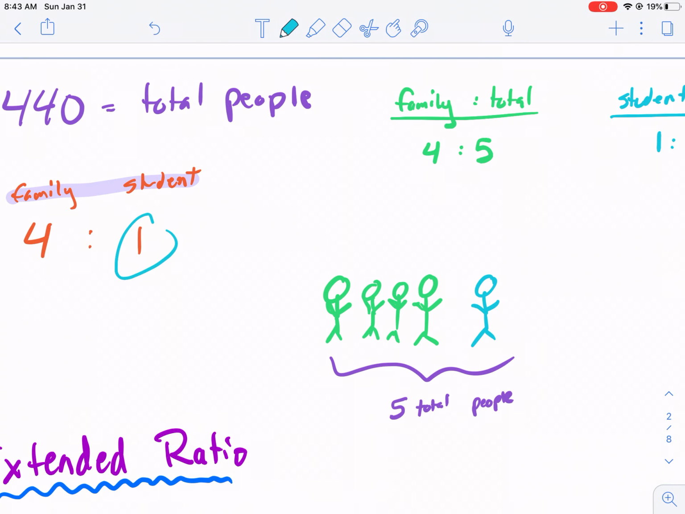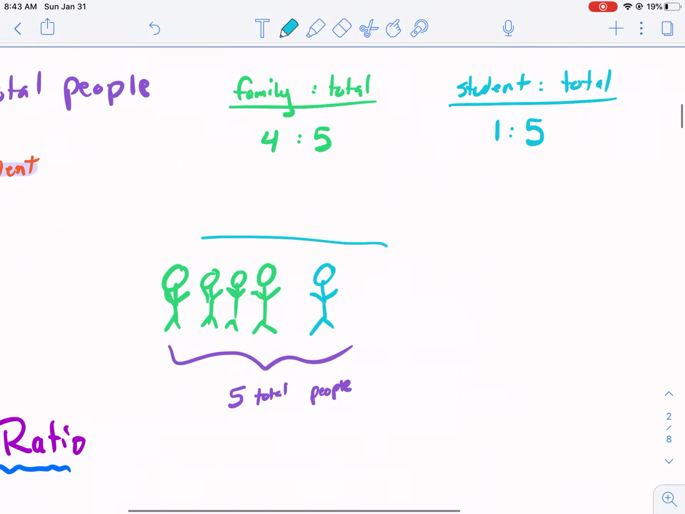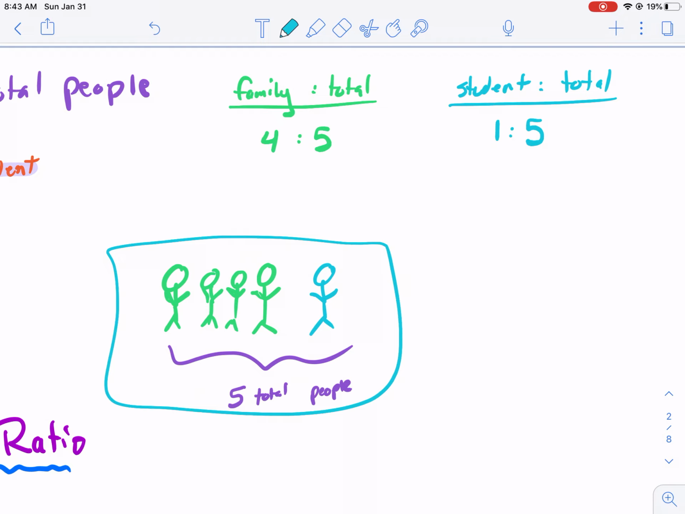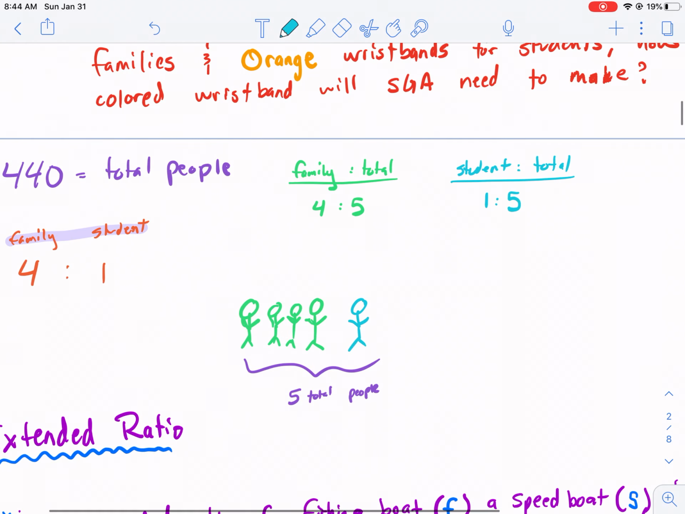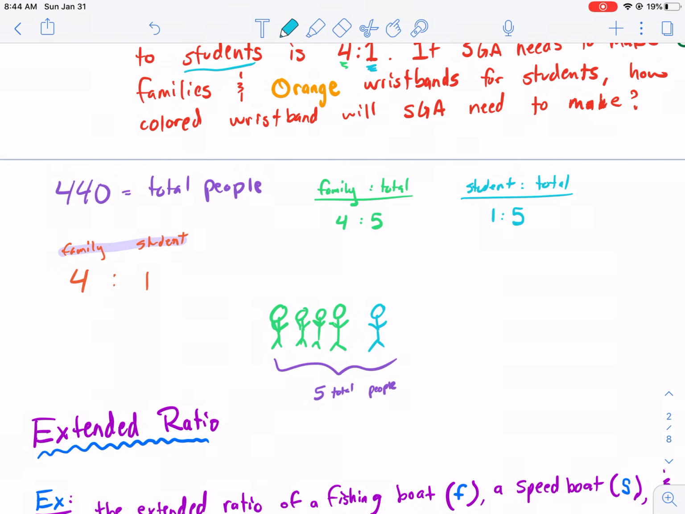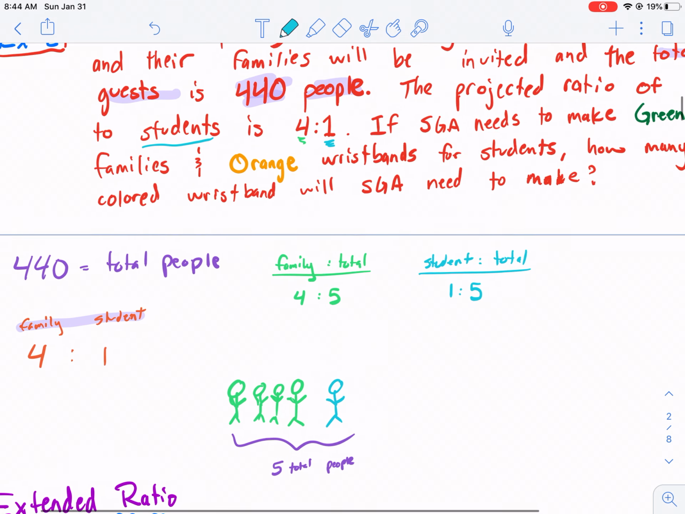Before we had 1 student, 4 family members. That doesn't help us because we're not given the number of family members, but we are given the total number of people. And we know that we combine the students and the family to get the total. So we do 1 plus 4 gives us 5, a 1 to 5 ratio for students to total, okay? So now we have much more helpful ratios, okay?